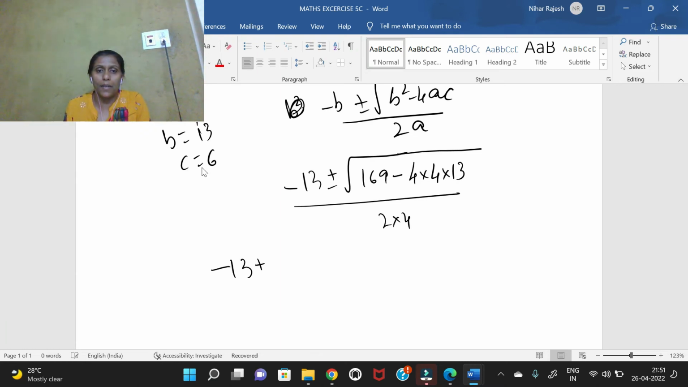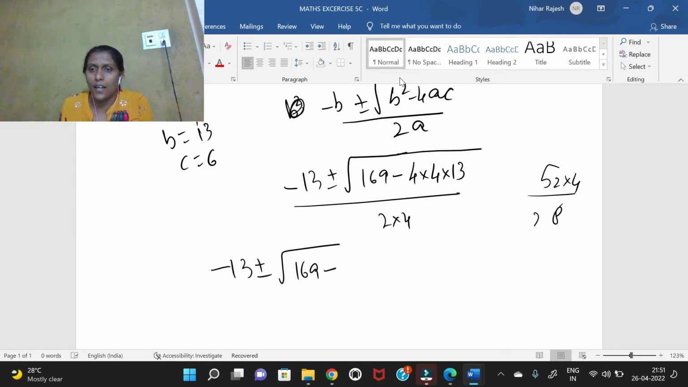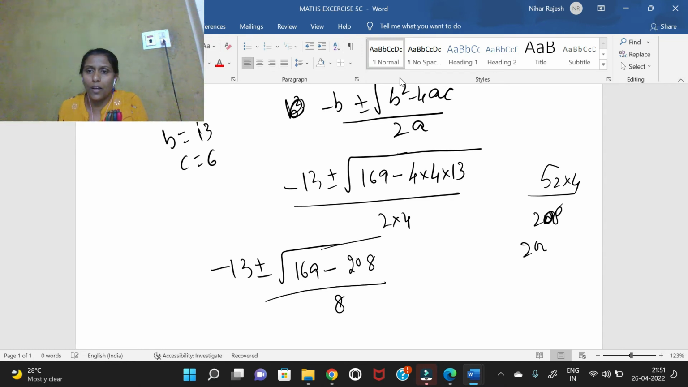Minus 13 plus or minus 169 minus 13 fours is 52. 4 threes are 12, 4 ones are 4, 40, 40 plus 12 which comes to 52, 52 into 4. So let me just do it. 52 into 4 comes to 208. Yeah, 8 and 200. It is 208. 208 divided by 8. So which is 200 minus 169 is 1.